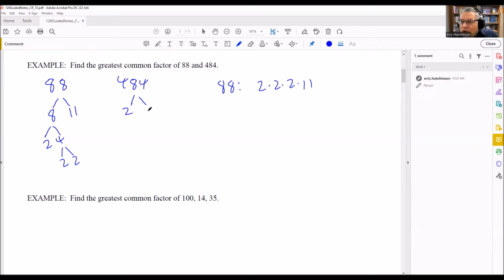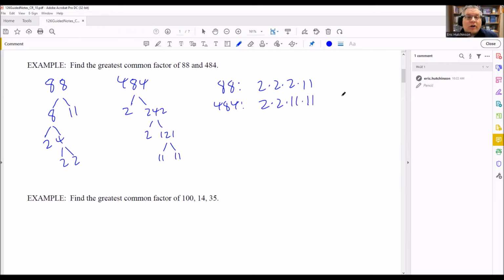So when we divide that by a 2, we get 242. Okay, well, 242, that is even also, so we'll divide that by another 2. So if we divide that by a 2, we get 121. And then 121, that's going to be 11 and 11. So if I want to write the prime factorization for that, I have 2 times 2 times 11 times 11.